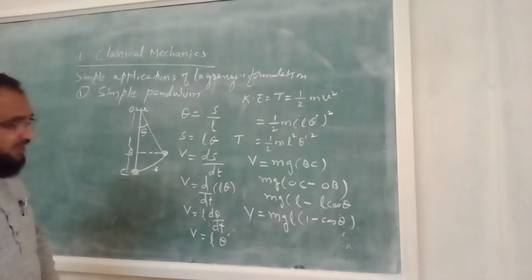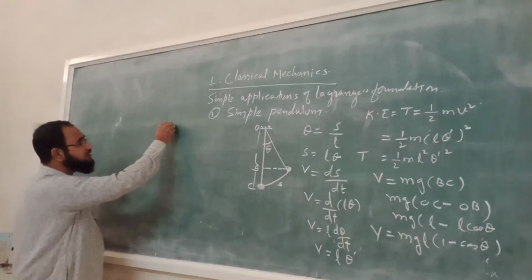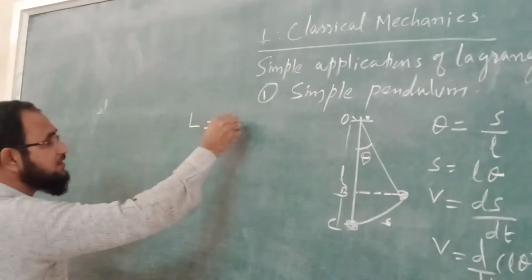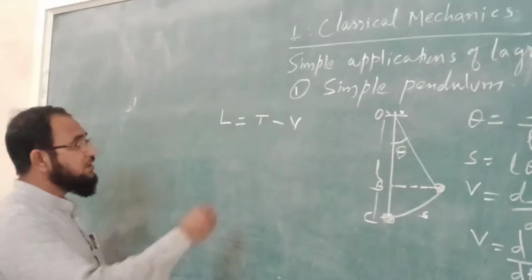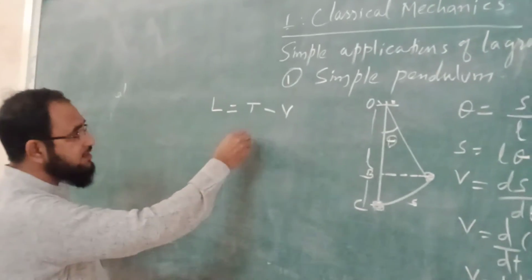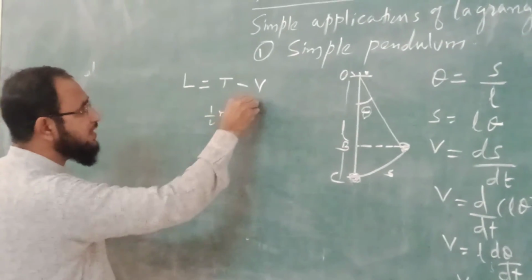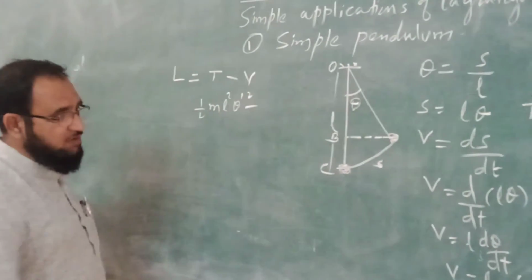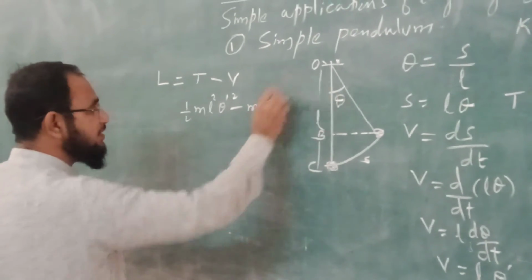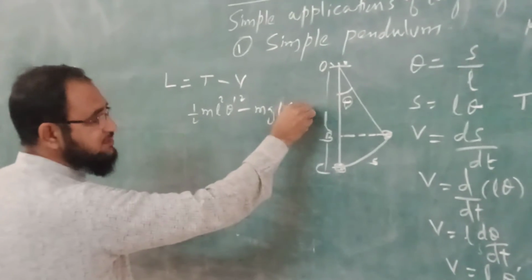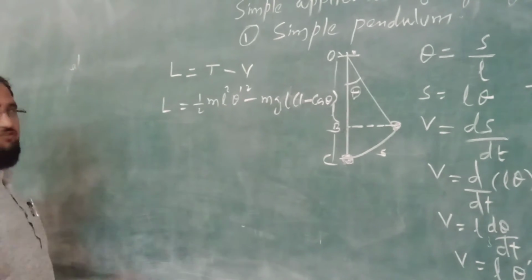Now to find the Lagrange equation, I want to find the value of L. L is equal to T minus V. The value of T is half m L square theta dash square, minus the value of V, which is mgL into 1 minus cos of theta. This is the value of L.